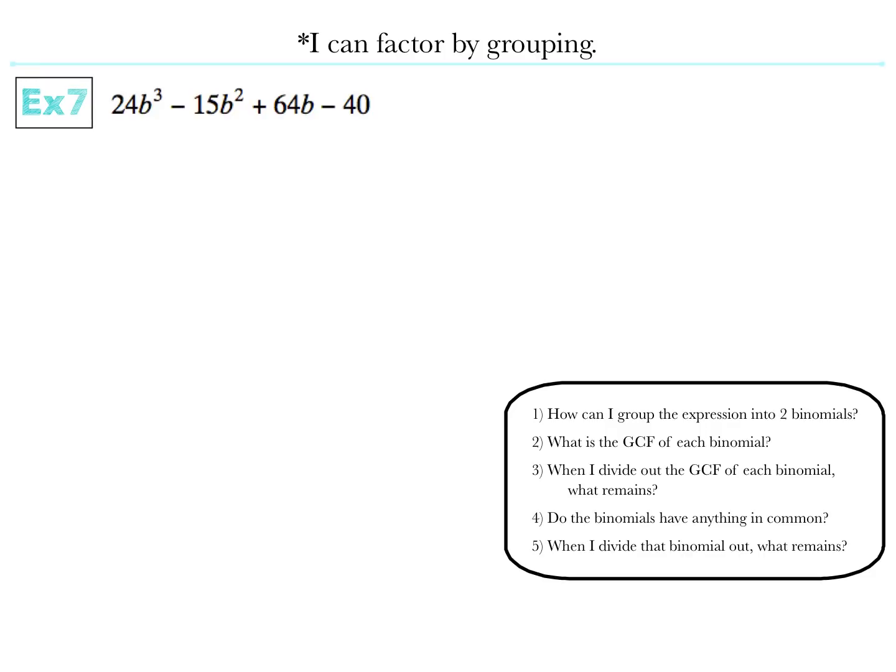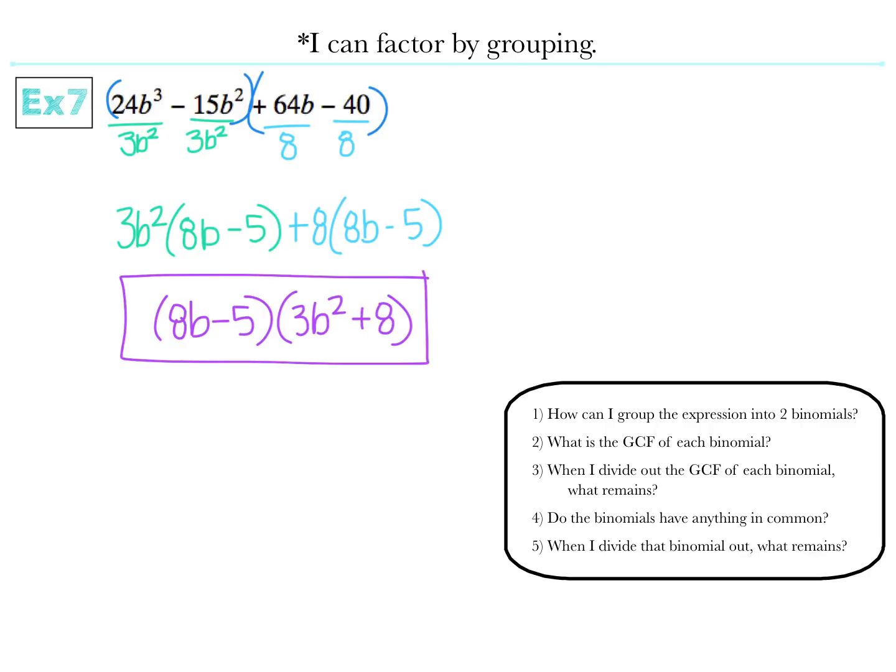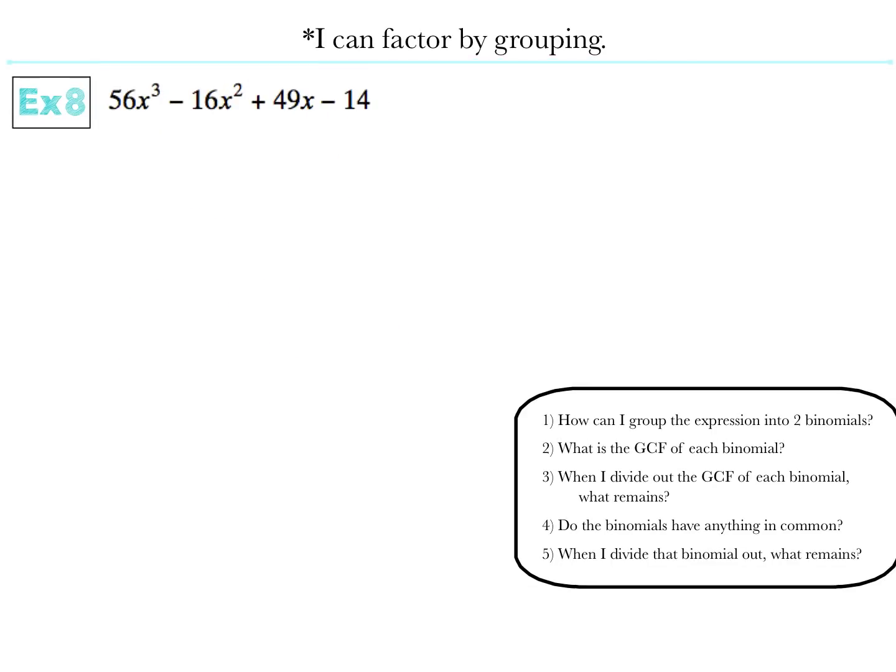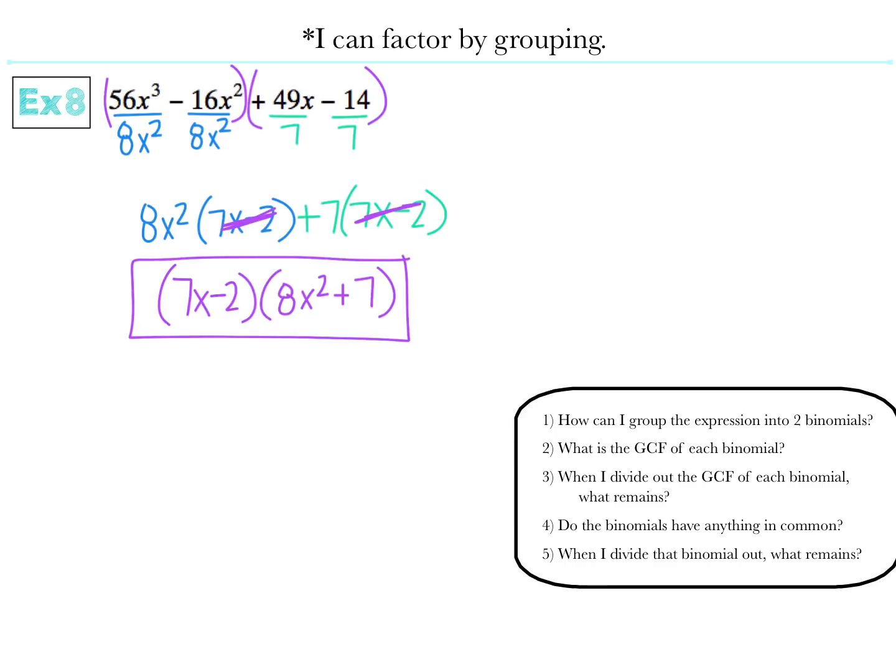All right, so I'd like you to pause the video and try example 7 on your own, see how far you get, and then check your answer. All right, so when I factored this, I got 8b minus 5 times 3b squared plus 8. All right, go ahead and try example 8 on your own. All right, so for this one, when I factored it, I got 7x minus 2 times 8x squared plus 7.